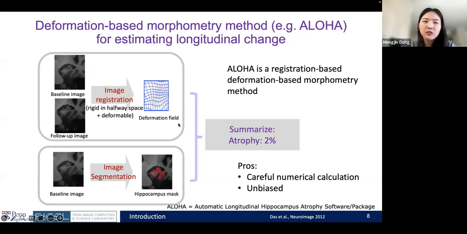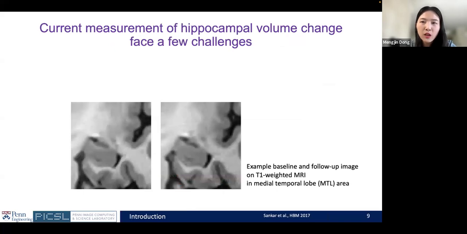The benefit of this is that the algorithm carefully deals with numerical calculation, because this is a large deformation field, so it has a lot of numerical errors in it. Also, this is unbiased in the way that the rigid registration happens in the halfway space, rather than in the baseline space or the follow-up space.